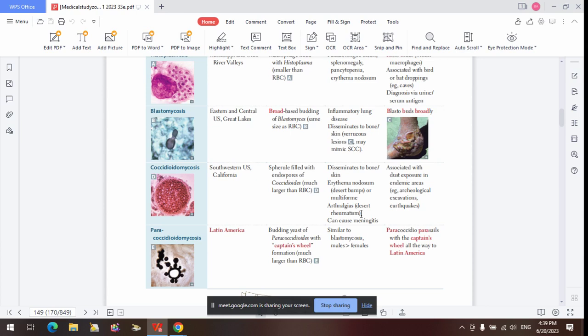coccidioidomycosis. It can also go to the brain and cause meningitis, just like blastomycosis, particularly in people that are immunosuppressed. But this one is not typically seen in caves, it's in the desert. So you can have earthquakes in the desert. Those earthquakes can actually blow the soil to other areas, and those soils contain the spores of the fungi. So people can inhale the spores and they can develop it.